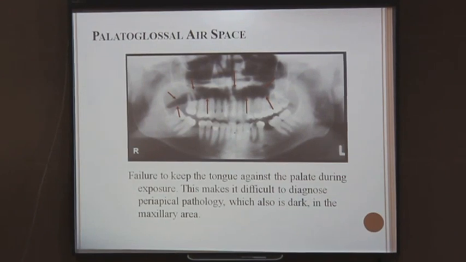Palatoglossal airspace. Okay. Can you see that radiolucent line across? Patient is not placing the tongue on the palate.